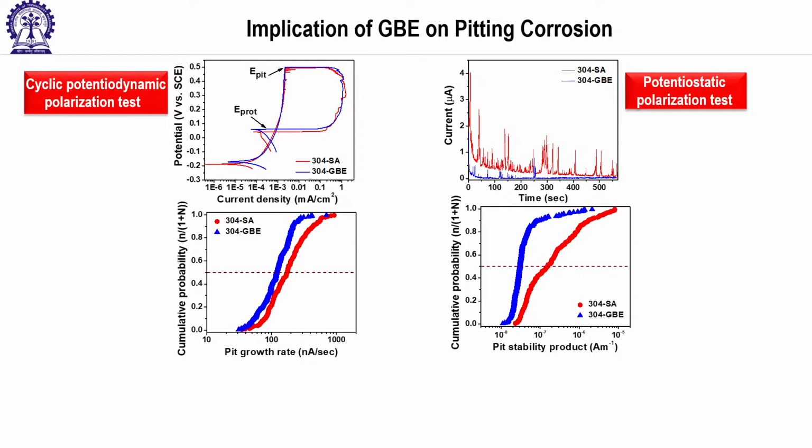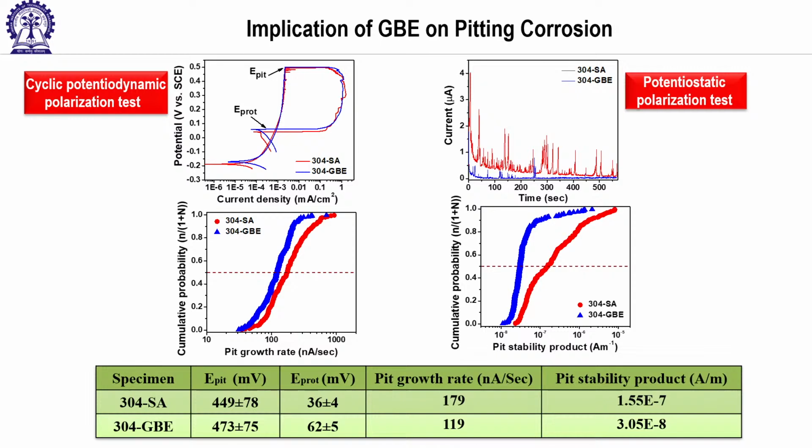Obviously E pit and E protection should be as high as possible. If E pit or E protection is higher, the material is more resistant to pitting. We have found the E pit and E protection, and you can see the differences. We have calculated the pit growth rate and pit stability product. All of these parameters are significantly lower compared to the solution annealed material. So this gives you an idea that pitting corrosion resistance also can be significantly improved by grain boundary engineering.